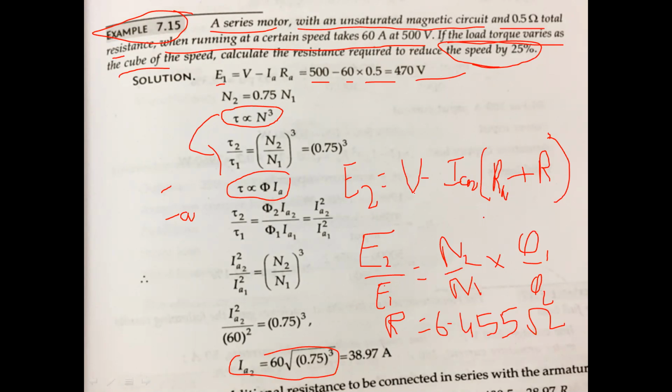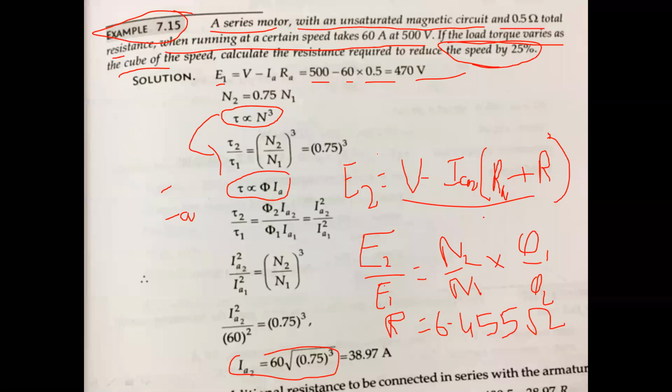E2 equals E1 value 470 times N2 by N1. The speed relation is given, so N2 equals 0.75 N1. So that means it's 0.75 into phi 1 by phi 2. Phi 1 by phi 2 is substituted with 38.97 by 60, that is I1 by I2.